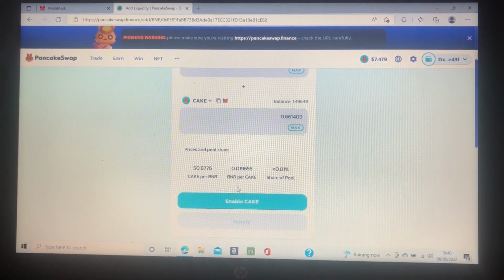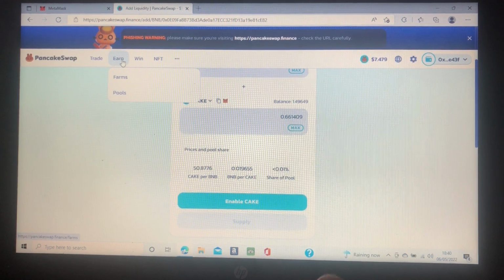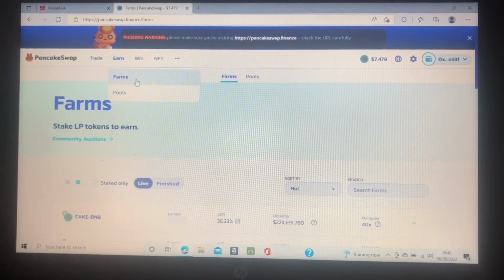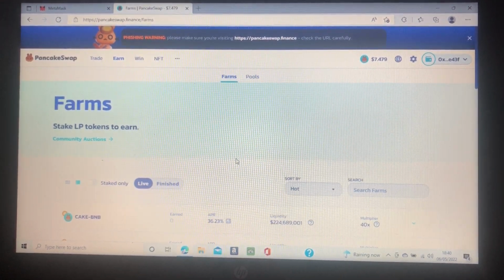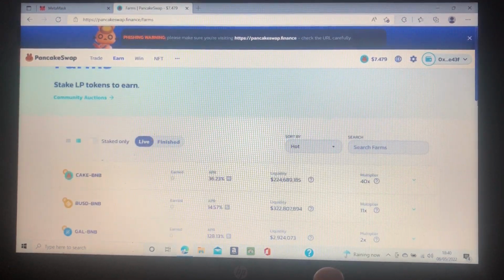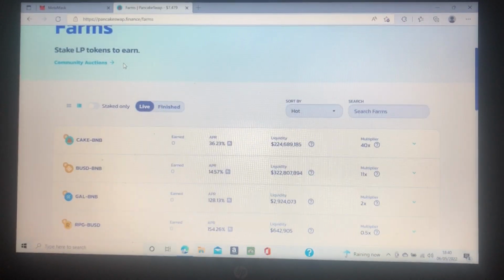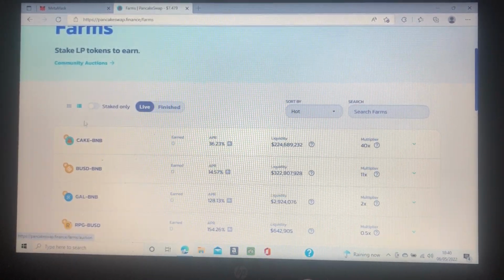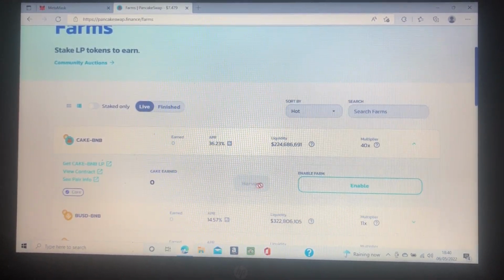Now I'll be rewarded with liquidity pool tokens, which I would come here to earn. And then in farms, you see in the previous page it was cake BNB, right? So here in farms, you see stake liquidity pool tokens to earn, and that is what I would have done if I had staked it. Now I'll just come here and enable it.